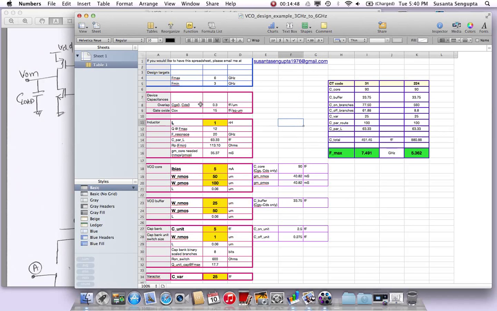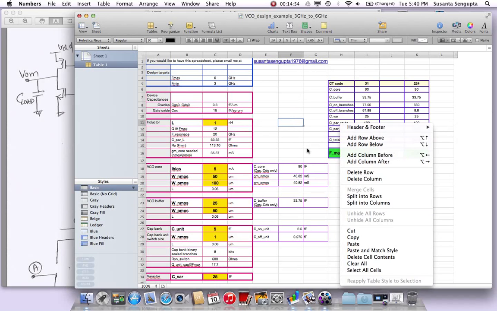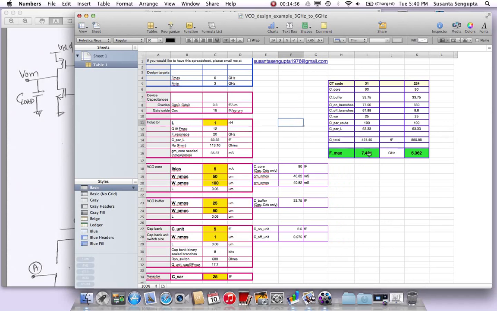So here we will go through all these different fields one at a time and see how we can calculate what is the F max and what is the F min. You can see that these values are way off right now. It's showing F max as 7.5 gigahertz and F min as 5.3 gigahertz. That's not what we want to design because I have some values, but I will walk through each of them and then it'll give you a better understanding of what's going on in this Excel file.